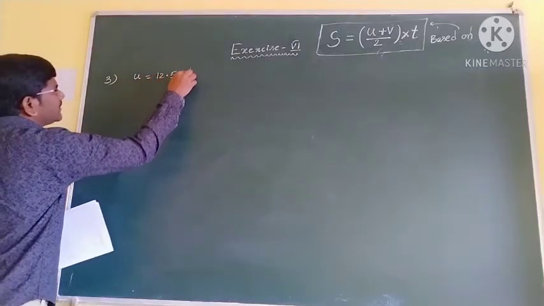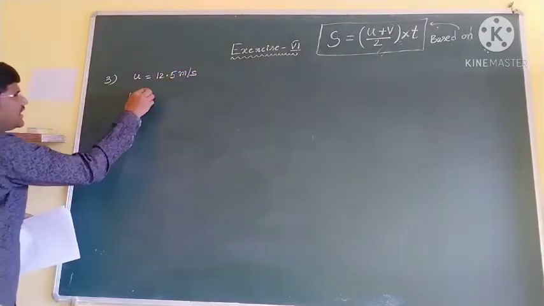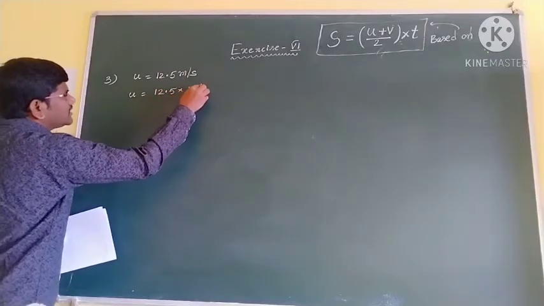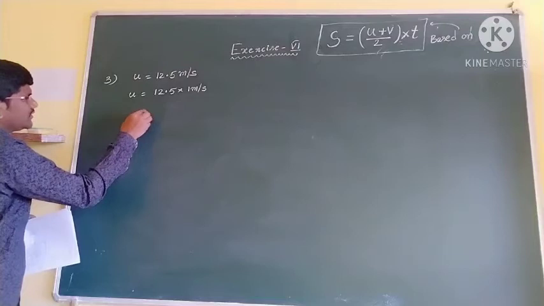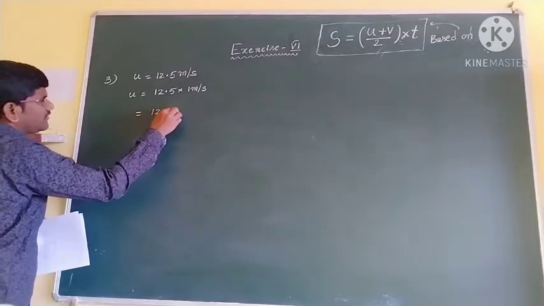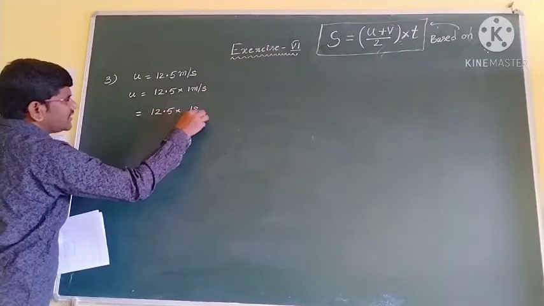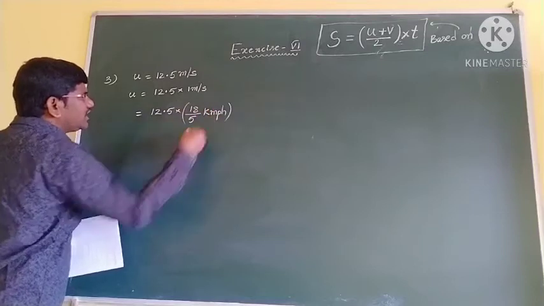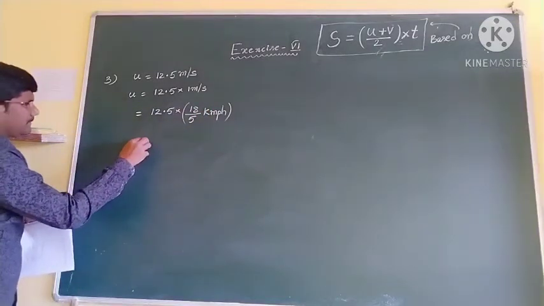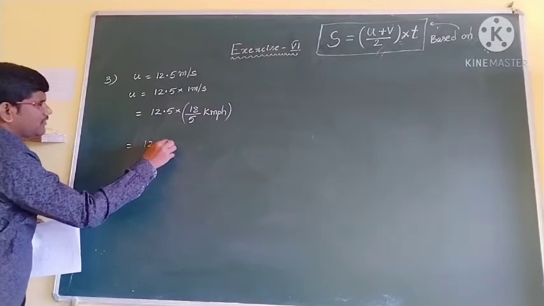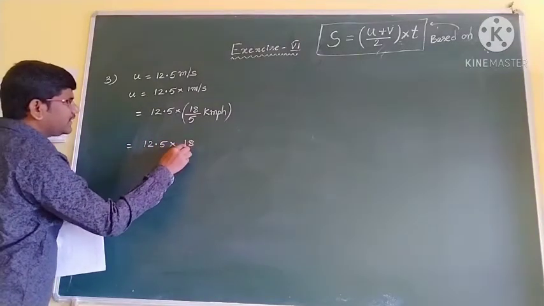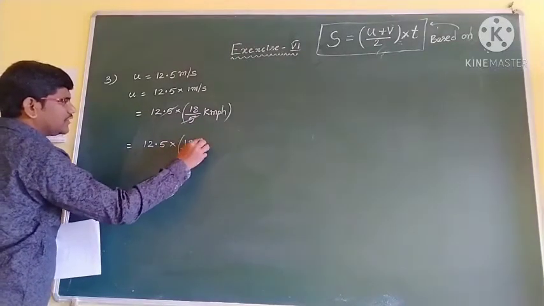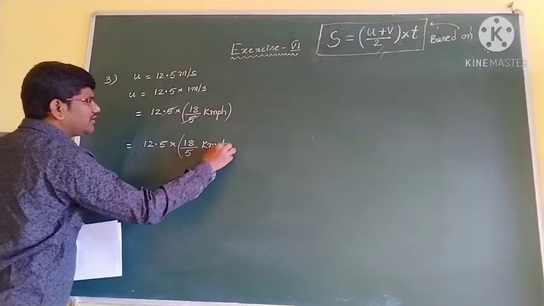12.5 meters per second. So I am writing 12.5 into 1 meter per second, which is 18 by 5 kmph. So 12.5 into 18 by 5 kilometer per hour. You cut it, students.